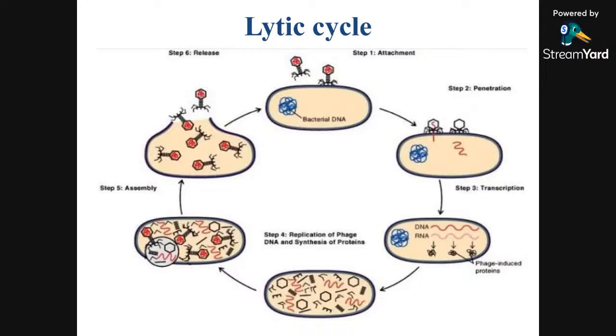After that, replication. Bacteriophage replicates its genome and uses the bacterium's metabolic machinery to synthesize bacteriophage enzymes and bacteriophage structural components. After that, next step is assembly. In assembly, newly synthesized viral components are assembled into complete virus particles. And last step is lysis or release. The host cell bursts, releasing new phages to infect other bacteria.